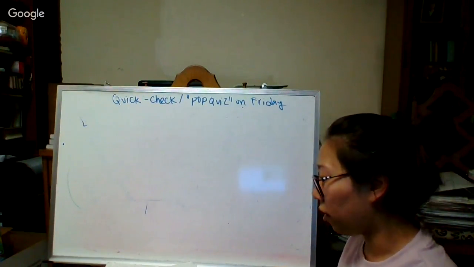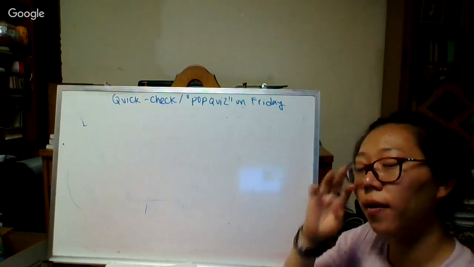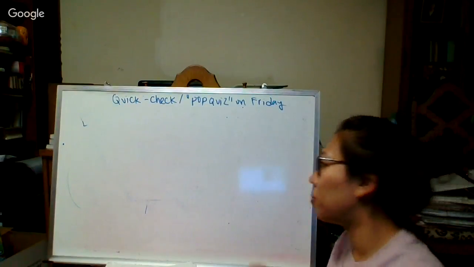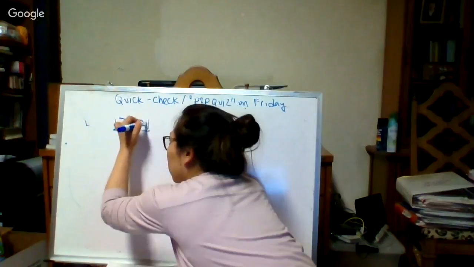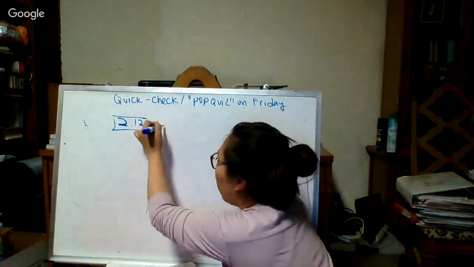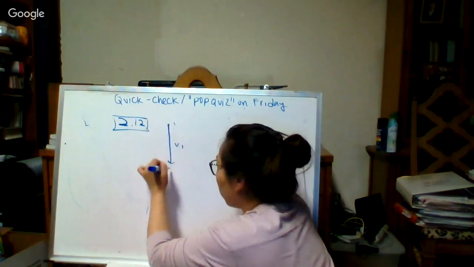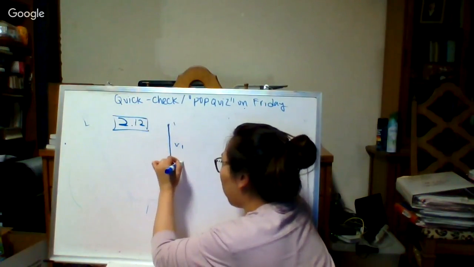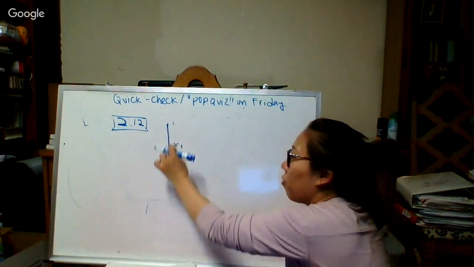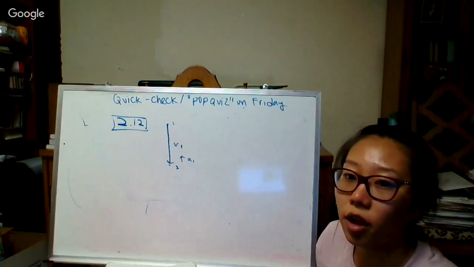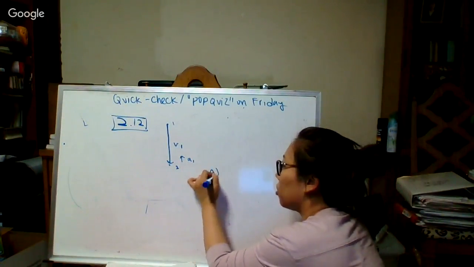2.12 is, I think, a badly written problem, and I tried to change it so that it's better, but I don't think it got that much better. So this problem has a particle that is moving at v1 from point 1 to point 2, and then it has an acceleration of 1. And then it's asking, as it reaches point 2, what is its velocity going to be? And it has a couple options.